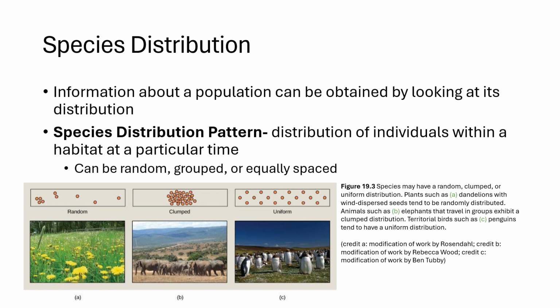In a random distribution, something like a dandelion that's abiotically pollinated and then sends its seeds out into the wind. And elephants, for example, are clumped together because they herd and move as a group. And then the penguins are sort of uniform because they are territorial birds.